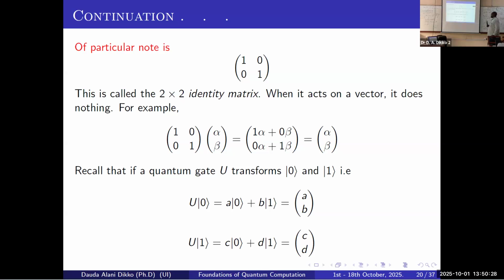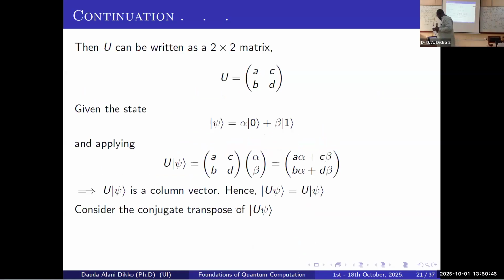Okay? And you recall that if you transform ket 0 and ket 1, it gives us exactly what we are starting with. Ket 0 acts on A and B to give AB. Ket 1, the user acts on ket 1 to give us C and D, just like so. That gives us an idea of what the identity matrix is. Then U can be written as a 2 by 2 matrix in this form.